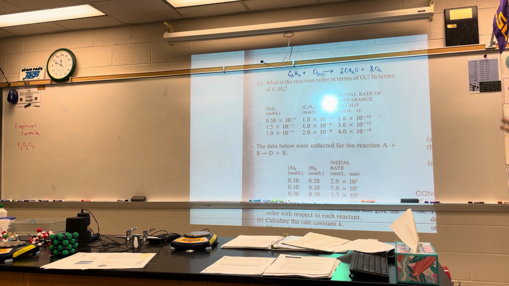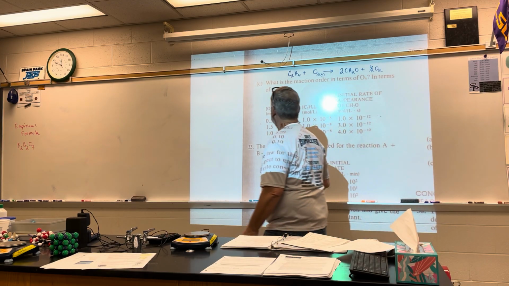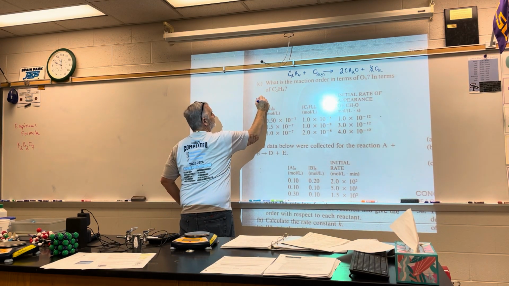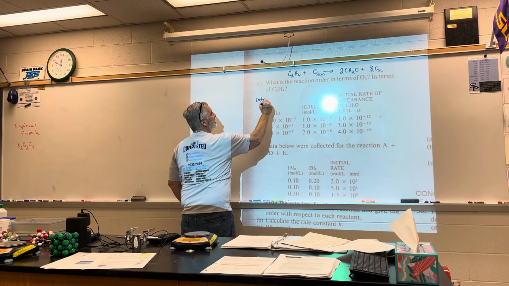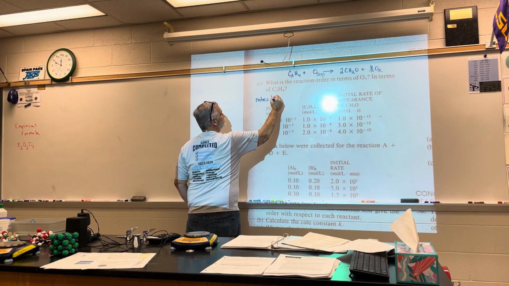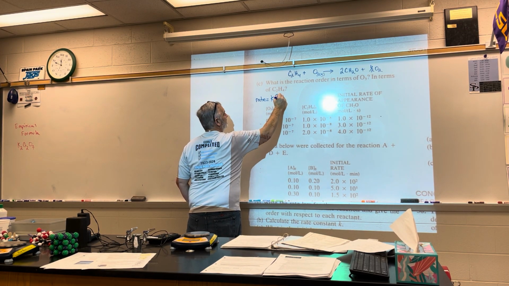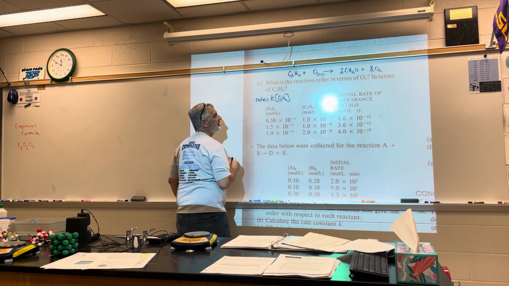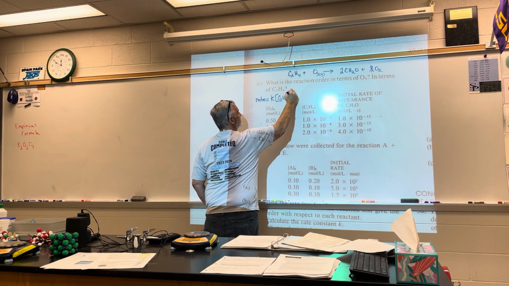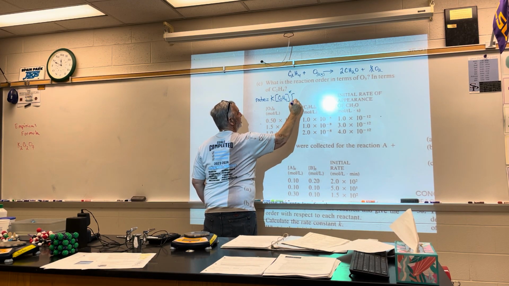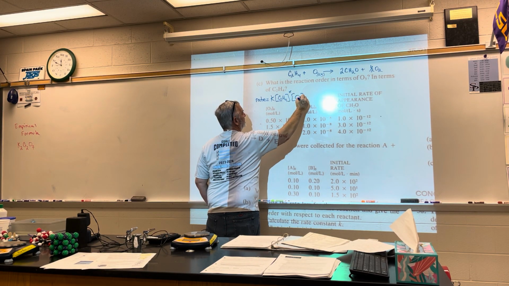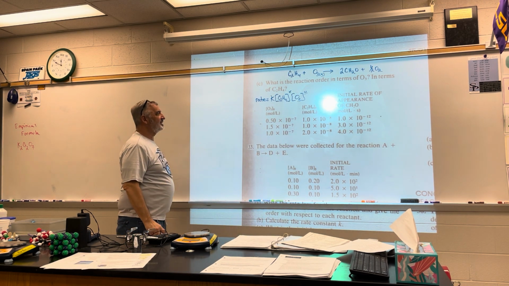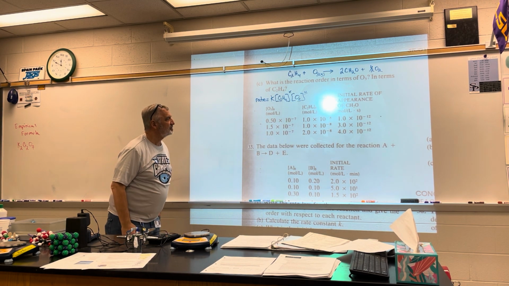So now I want the rate law. What's my generic formula for the rate law? Rate is going to equal k times the molarity of the reactant, C2H4 to the x, times O3 to the y. Alright? So now I have to get those exponents, so I go to my table.